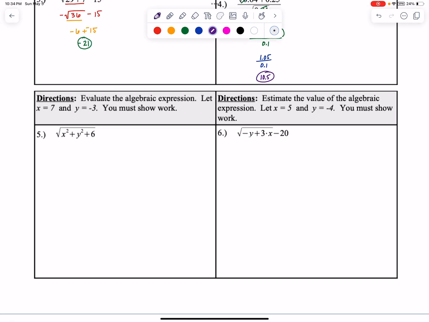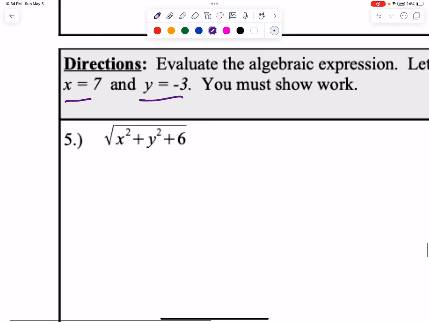Okay, all right, let's go down to our last little bits here. Evaluate the algebraic expression. X equals 7, y equals negative 3. You must show your work. So remember, when you plug these things in, we put them in parentheses. So we're going to do a full-blown rewrite here. We have a big square root over everything.